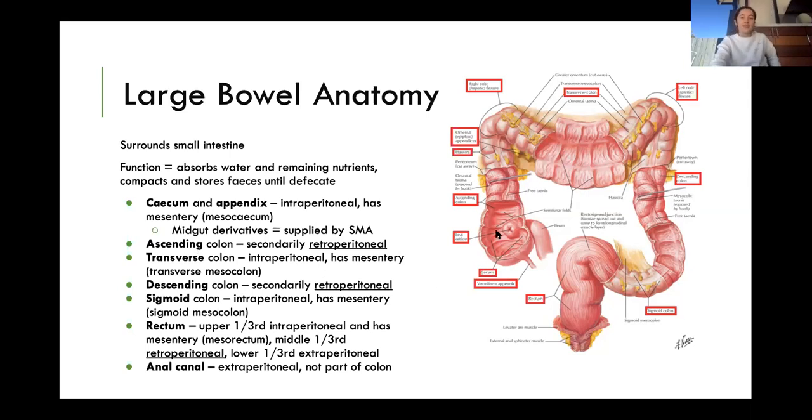But then it goes to the ascending colon. And as Izzy said before, it rotates between intra and retroperitoneal. So you've got cecum and appendix start intra, and then the ascending colon is retroperitoneal, then transverse is intra, and then descending is retro, sigmoid is intra, and then your rectum is divided into thirds, where the upper third is intraperitoneal, the middle is retro, and then the lower third is no longer related to that. And then your anal canal is not really part of the colon, but that's how it ends.